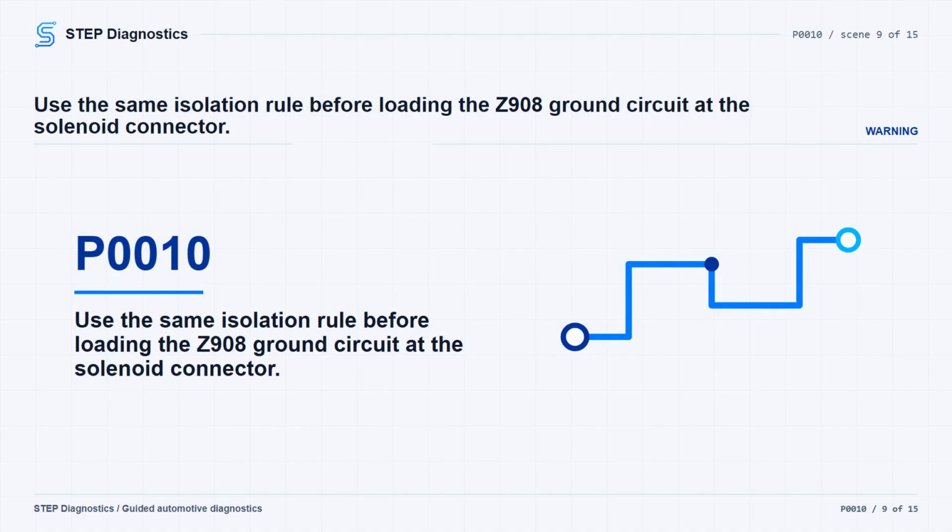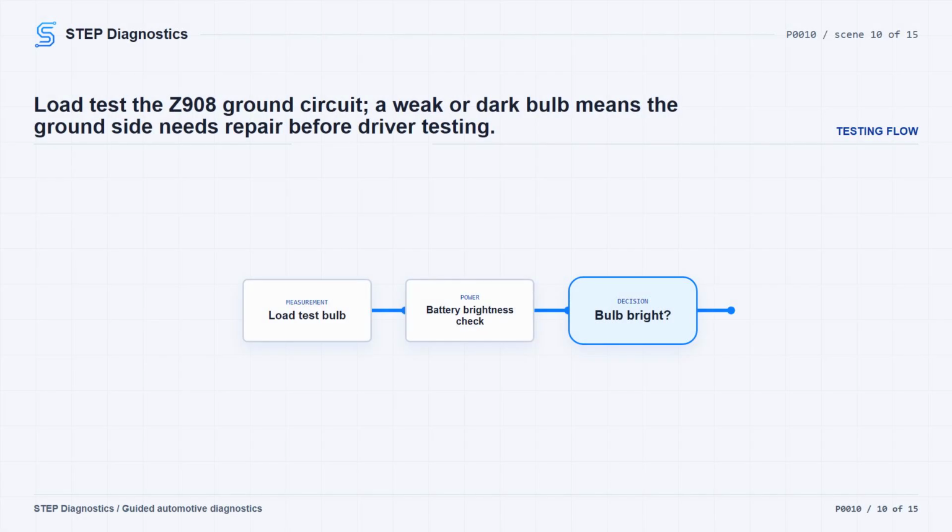Load test the VVT intake solenoid 1/1 Z908 ground circuit at the solenoid harness connector. Again, do not load test the circuit with components still connected. The bulb should be illuminated and bright, and you compare that brightness against a direct connection to battery. If the bulb is not illuminated and bright, repair the Z908 ground circuit for an open or high resistance and verify the repair. If the ground circuit passes, move to the PCM driver operation check.